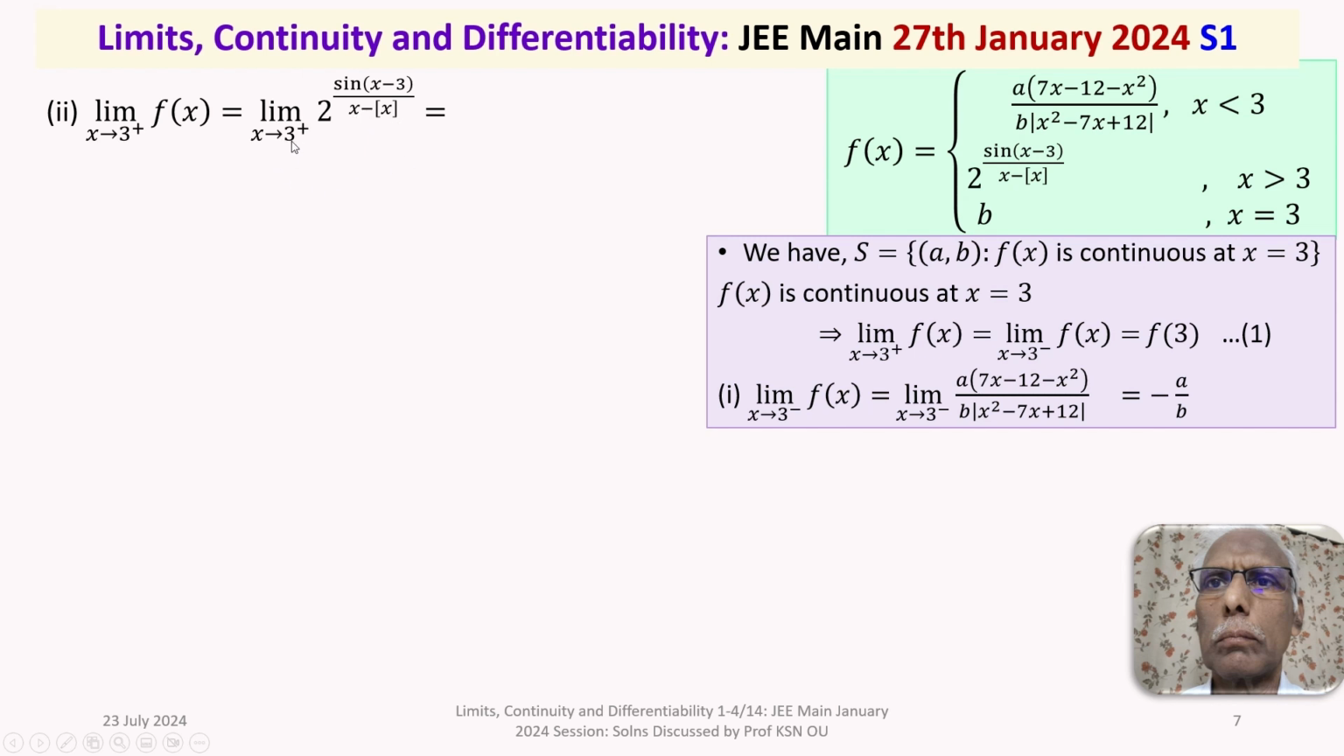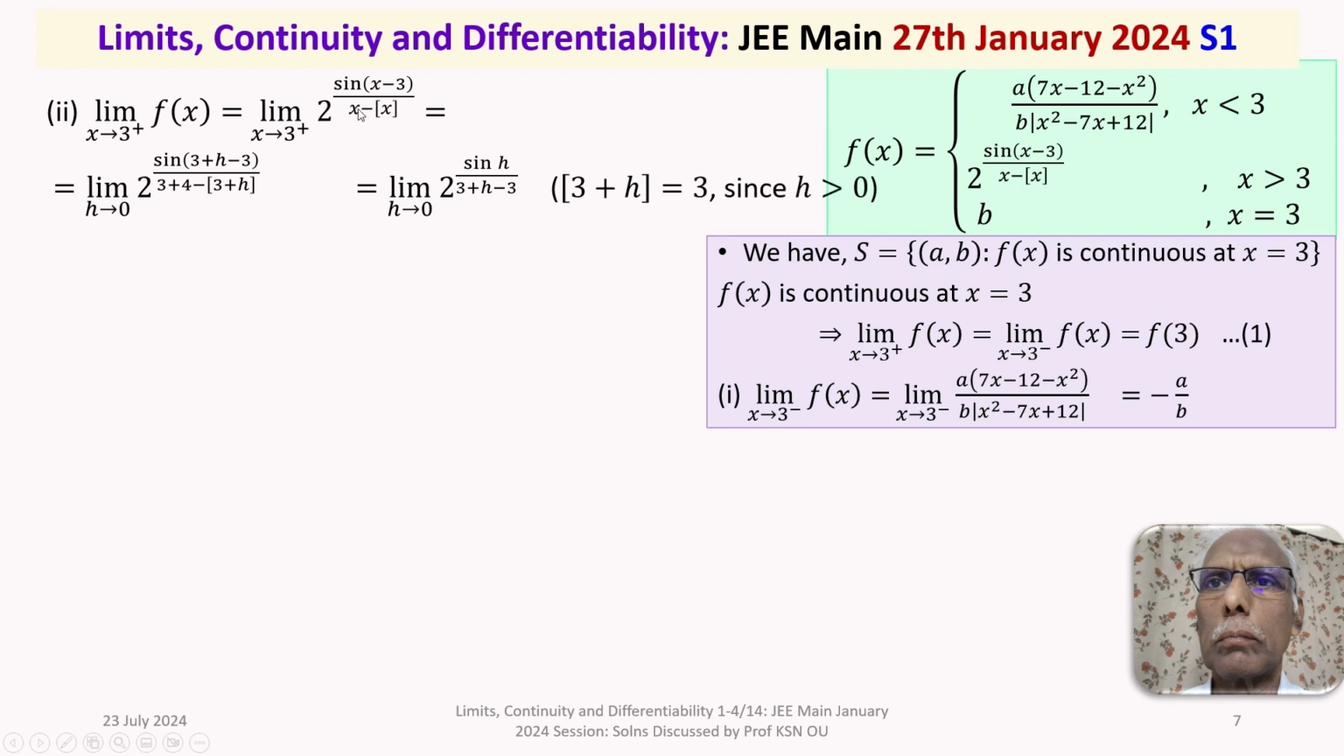Right. So we will write for x, 3 plus h, as h tends to 0. So limit h tends to 0, 2 to the power of sine of (3 plus h minus [3 plus h]) by 3 plus h minus bracket 3 plus h. It is not 3 plus 4, it is 3 plus h. And bracket 3 plus h is 3 because h is greater than 0. So bracket of 3 plus h is 3. So you will write 3 here.